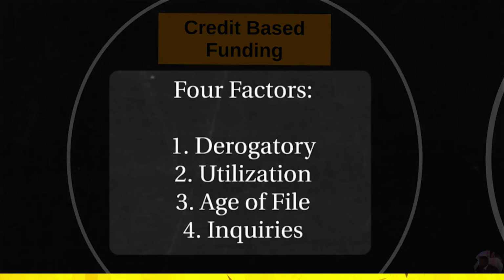So there's 4 factors, as you can see there. What are we going to be evaluating? We're going to be evaluating how many negative items the client has on their file, which is the first factor. We're going to be evaluating the utilization. And then we're also going to be evaluating the age of the client's credit profile. And then lastly, we're going to be evaluating the client's inquiries.